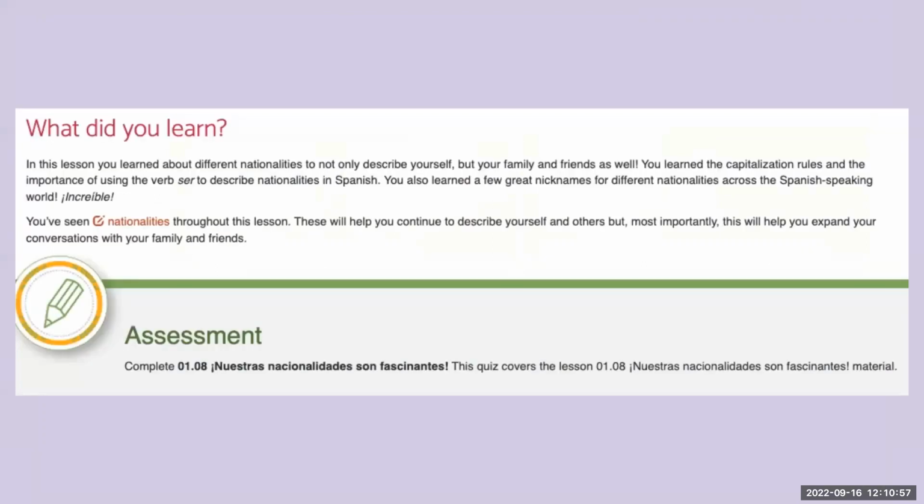All right, so that was pretty short for lesson 108. But we're learning about nationalities. I recommend that you go back over lesson 108 to review those nationalities because it's going to be on your quiz, and it's a quiz that you're doing. If you have questions at the end or now, let me know. Do any of you have questions about the nationalities?